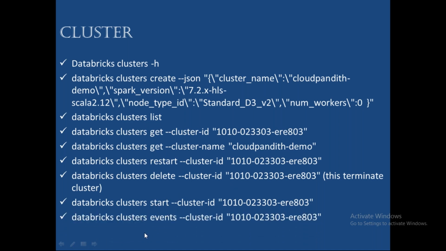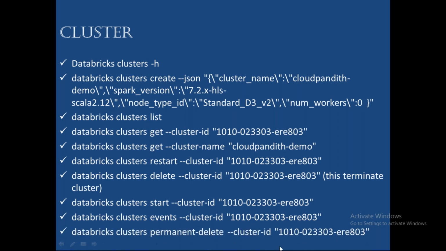Now I want to check events. Who has created this, who has stopped, who has restarted, who has terminated. So I want to get all the events. Then you need to say events --cluster-id. On this cluster I want to get all the events. What all things happened, I want to know. For example, who has created, who has terminated, who has started, all those things. If you want that, you need to use events.